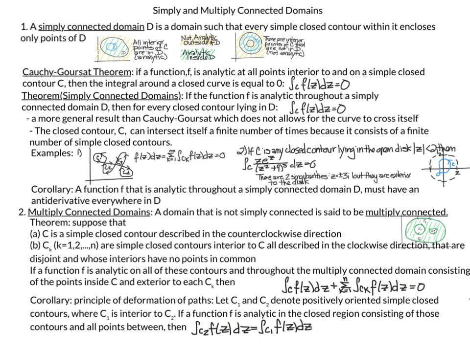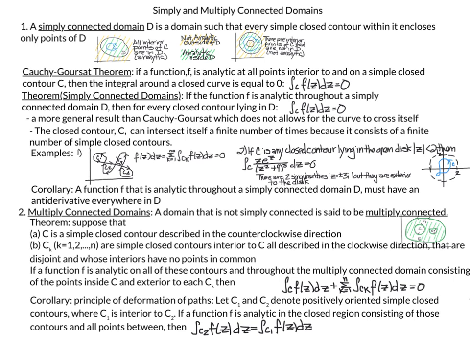So let C1 and C2 denote positively oriented, simple closed contours, where C1 is interior to C2. So if you can imagine two contours, one inside the other. If a function f is analytic in the closed region consisting of those contours and all points in between, then the contour integral over C2 is equal to the contour integral over C1. Even though C2 is larger than C1, their contour integrals will be equal. So that's quite remarkable, and we'll take a look at that.